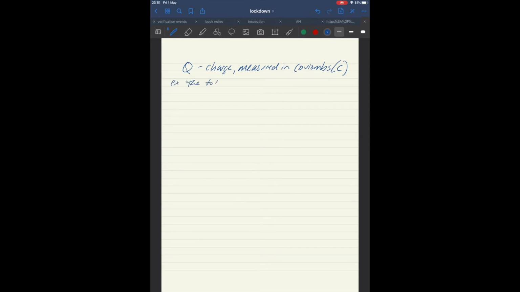The total charge that flowed through the bulb in 60 seconds was 10 C, 10 coulombs. Now this is important, this one, so it's time for the definition of current.